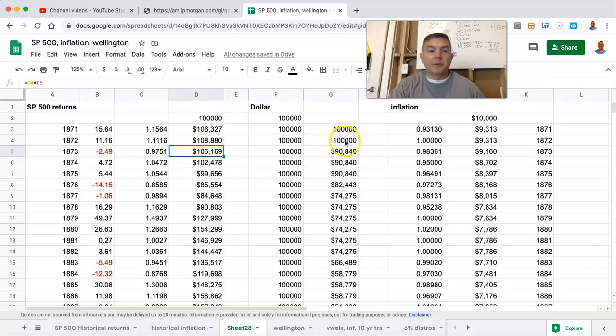But in this case, we're taking the 9160 that we need from that year from this account right here. I hope that makes sense. So we're saying, okay, we have $100,000. We're not making any money, none whatsoever.